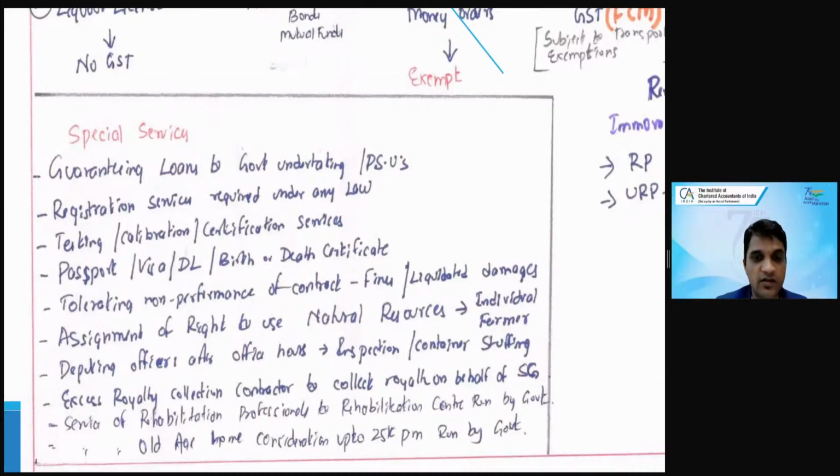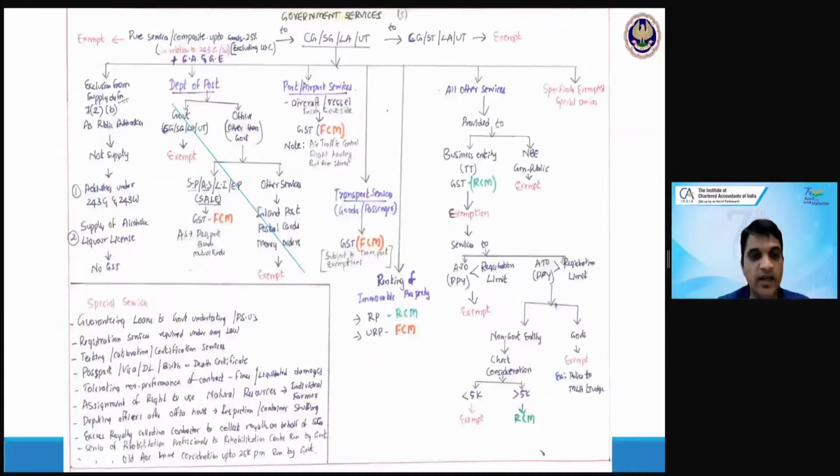Then, services of rehabilitation professionals, everywhere it is coming. It is coming in healthcare services, it is coming in educational institutions, and again in government services, because these rehabilitation professionals provide services to any of these three parties, it is exempted. And services of old age, again your old age thing is there, where up to 25,000 rupees consideration, again when it is run by the government, will be exempted.